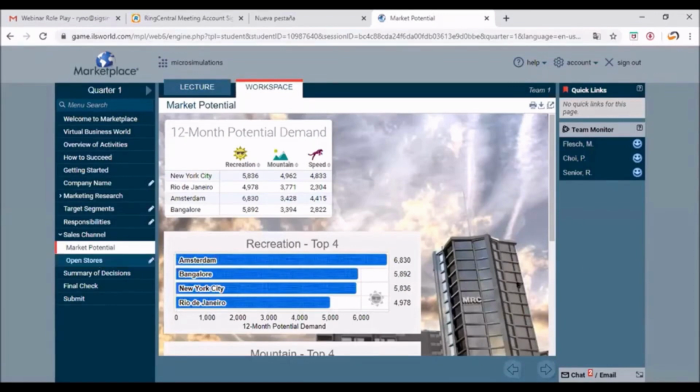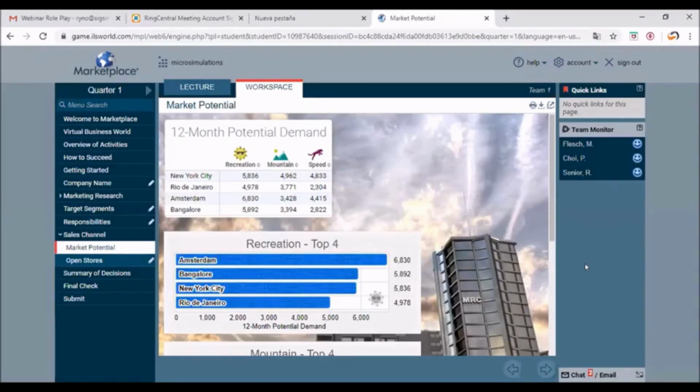My suggestion would be, what if we consider the highest expected demand in Amsterdam, because this is the segment which we are targeting. Can we think about it?